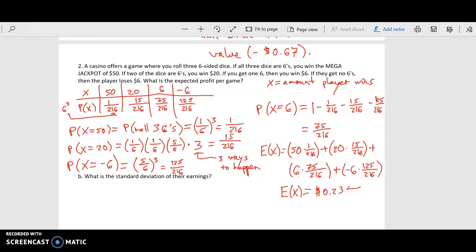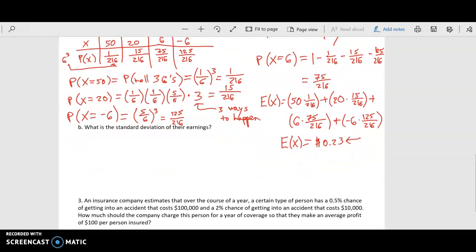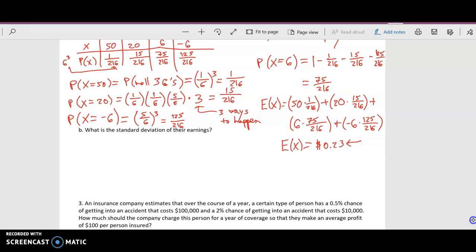So a little note about this. If the expected value is positive for the player, then the casino loses money.